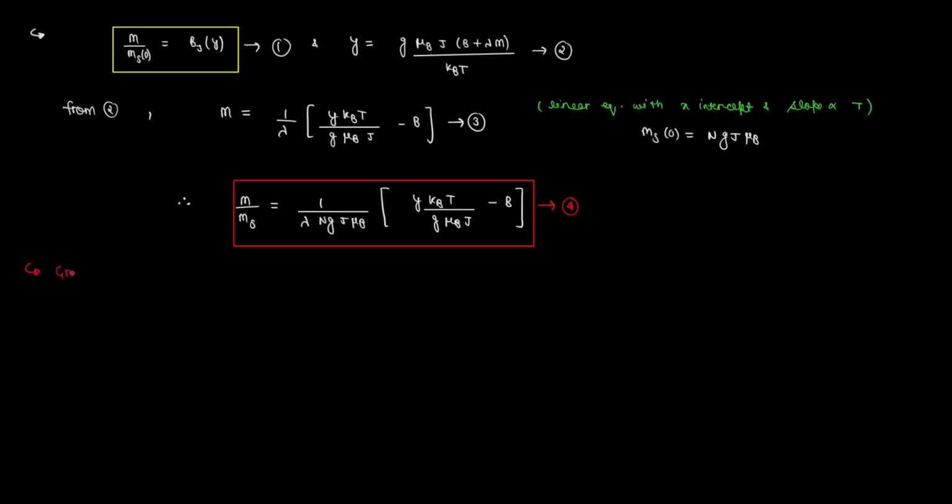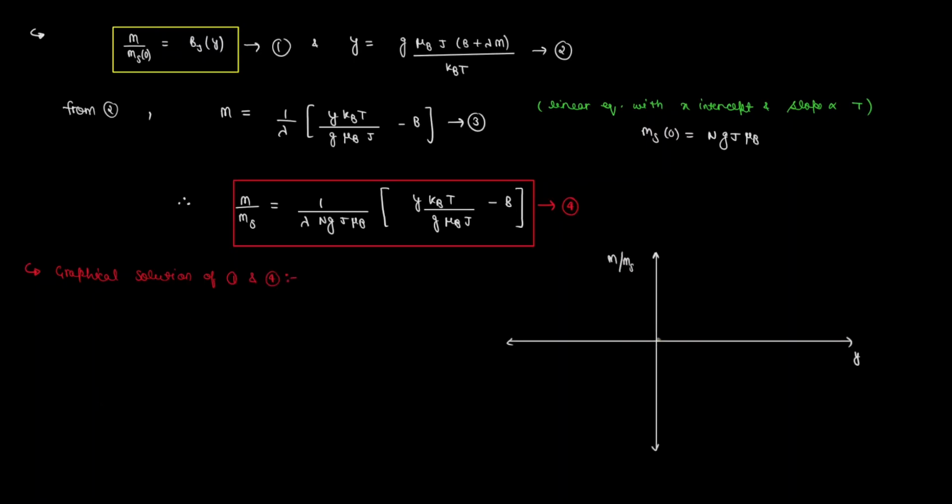So therefore we will look for graphical solution of equation 1 and equation 4 as we have done in the previous video. But here the magnetic field is non-zero. Here the equation 1 represents the same Brillouin function, but equation 4 represents a linear equation with x-intercept when M divided by Ms is 0, that is when the magnetic field term equals B. So this gives the x-intercept as B g mu B J divided by k B T.